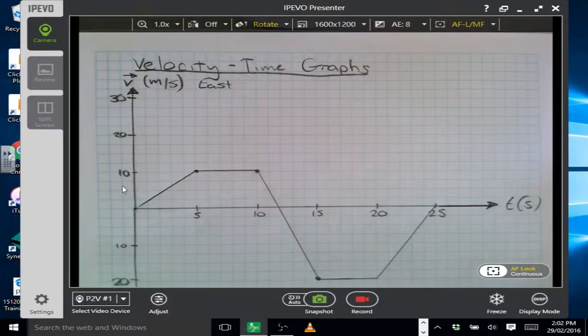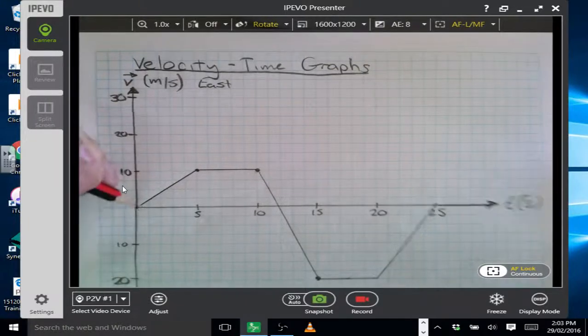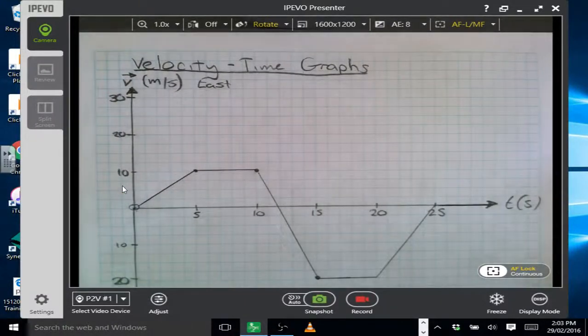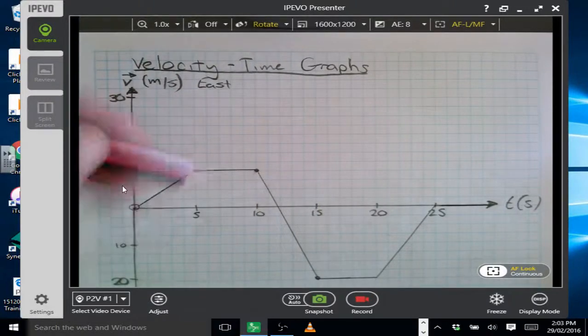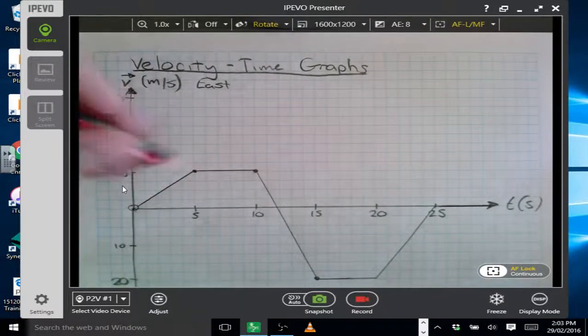So we can work that out. For example, in this first section here, I'll grab my pencil. Okay, so this first 5 seconds, we start at 0. What do you think that means? 0 what? You're not moving, you're stationary, but we are accelerating. After 5 seconds, we reach 10 meters per second. What do you think is special about it being a straight line? Constant acceleration, good.